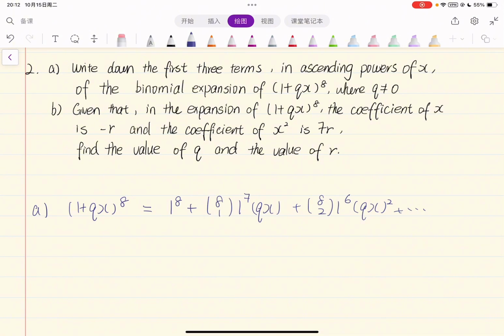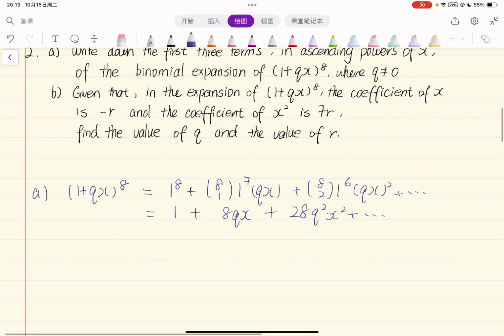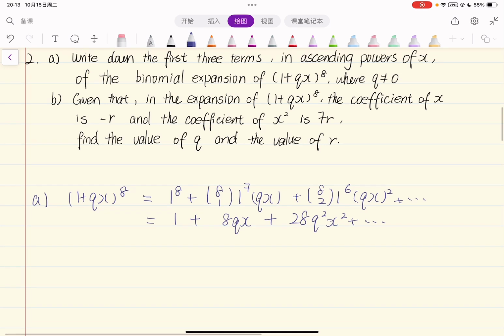Now we rearrange that. We have 1 plus 8qx plus 28q^2 x^2. You can use a calculator to find these values. So we have done part A. Part B says that, given that in the expansion of (1+qx)^8, the coefficient of x is minus r, and the coefficient of x squared is 7r, find the value of q and the value of r.